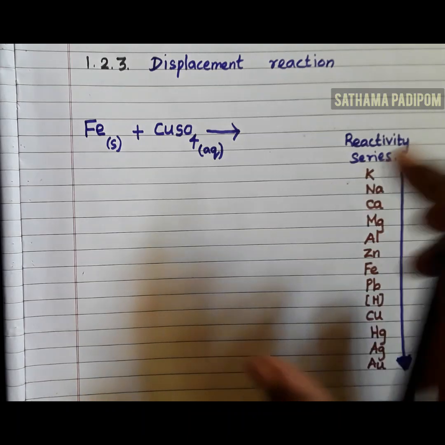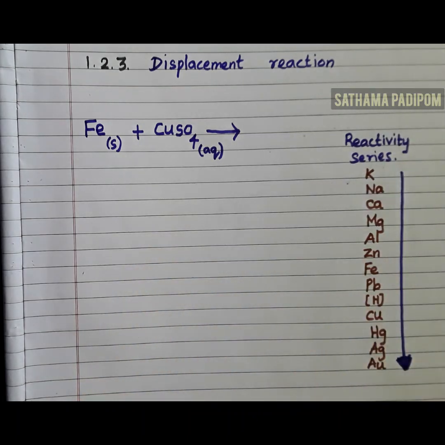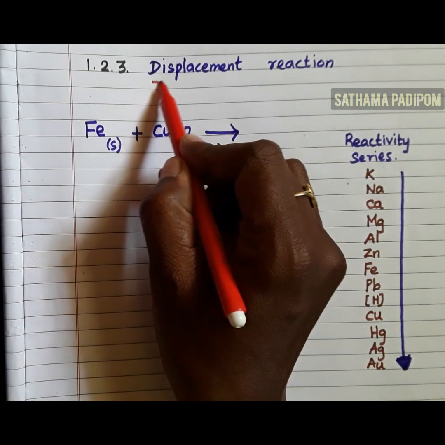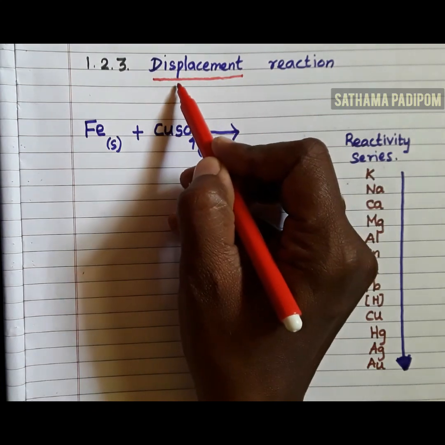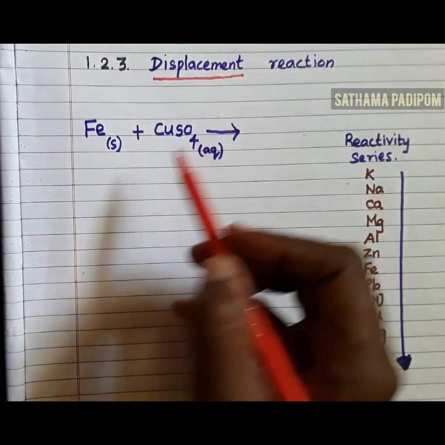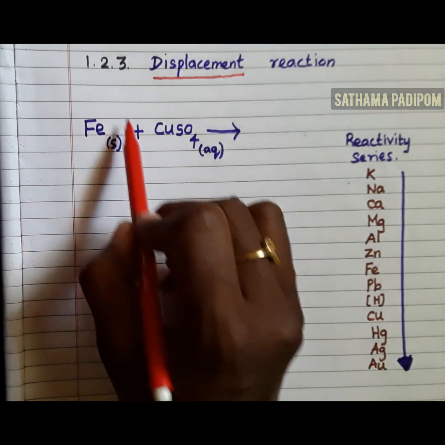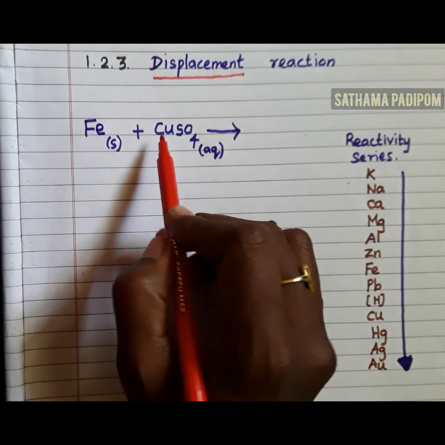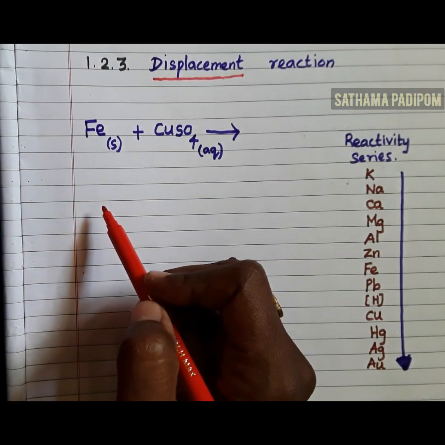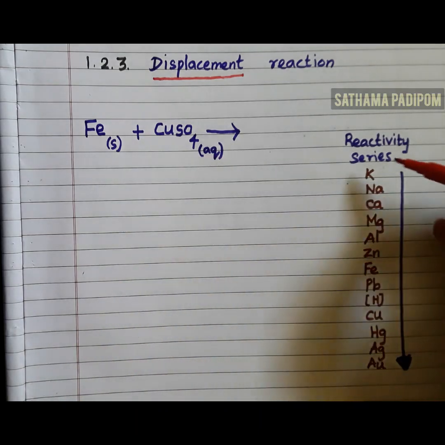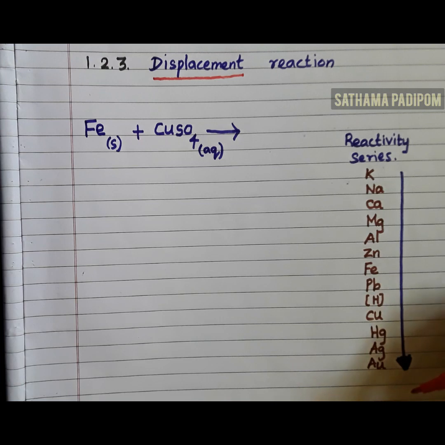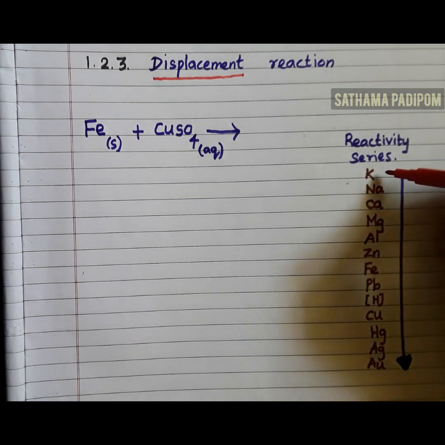Let's see that. Before that, what is the topic here? Displacement reaction. Displacing. How is it happening? The highly reactive metal displaces the less reactive metal. Here I have given the reactivity series, which shows the highly reactive metal and the least reactive metal, written in order.